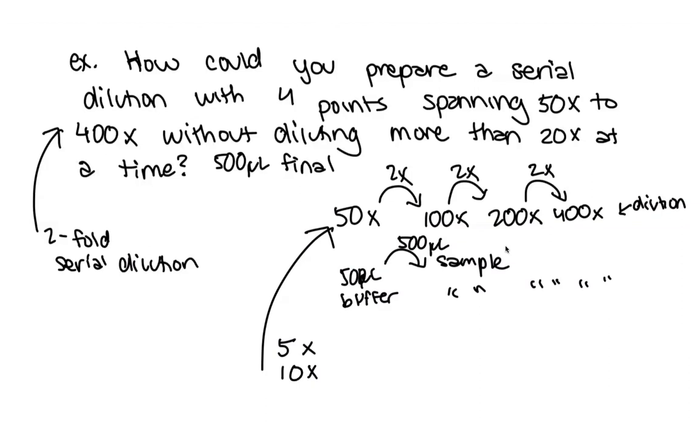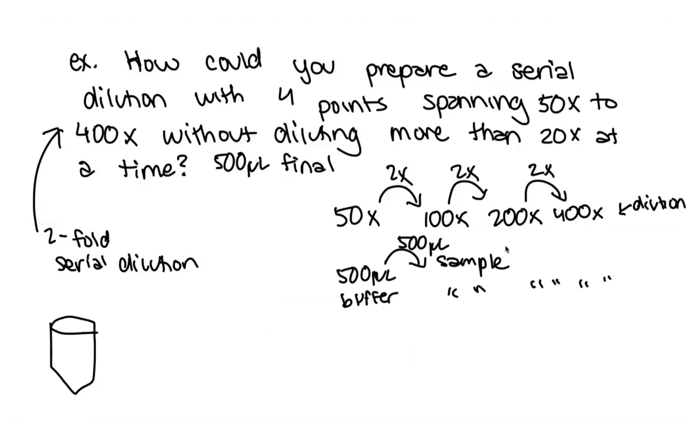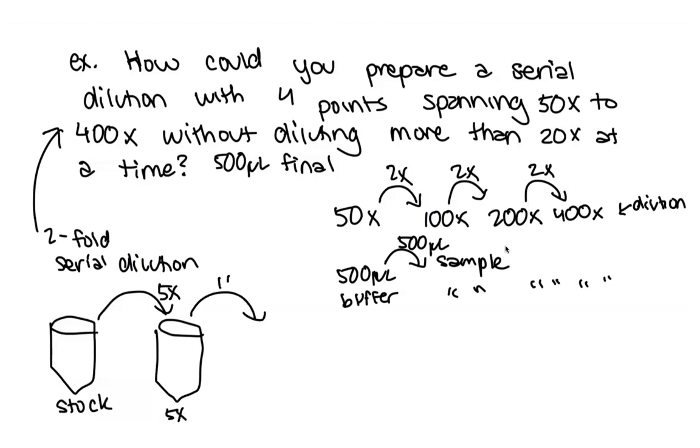So basically, now we need to figure out how to make that 5x and how to make that 10x dilution. So maybe we'll say we have some stock. And then we'll take that stock and make a 5x dilution. And then we're going to make a 10x dilution. And what this means is that we're going to be left with a 50x total. And then this we'll use in order to start making our serial dilution.